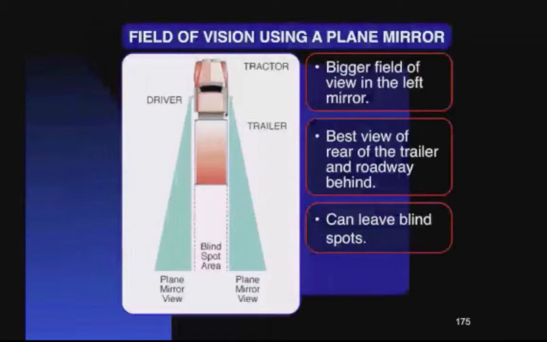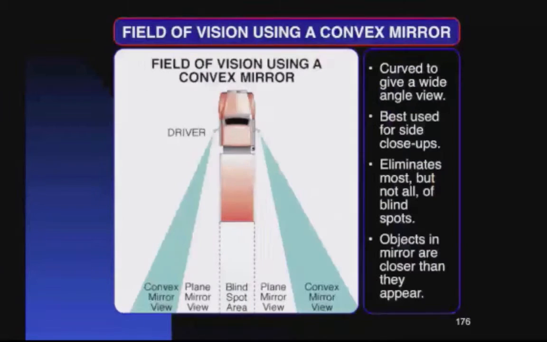Your field of vision using a flat or plane mirror: the bigger field of view in the left mirror, best view of the rear of the trailer and roadway behind, however it can leave blind spots. The field of vision using a convex mirror: the curved mirror gives a wide angle view, best used for side close-ups, eliminates most but not all blind spots.